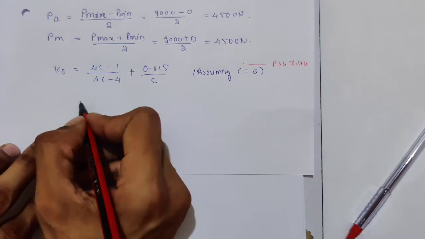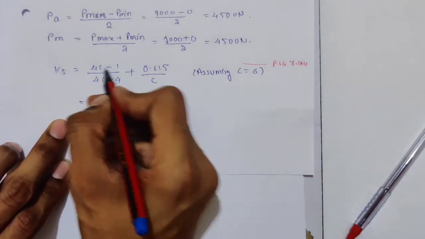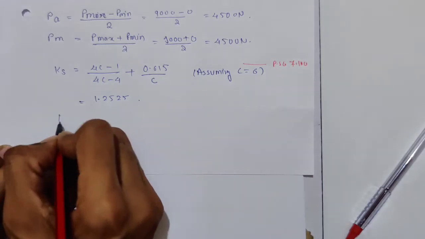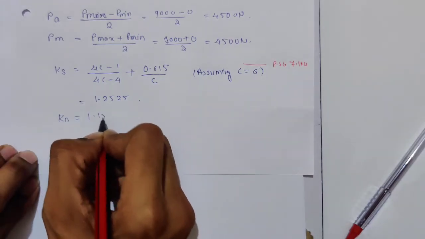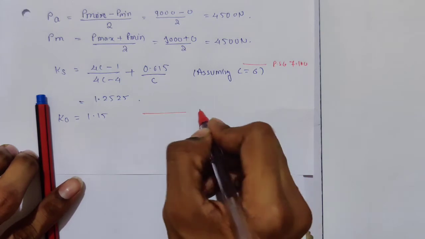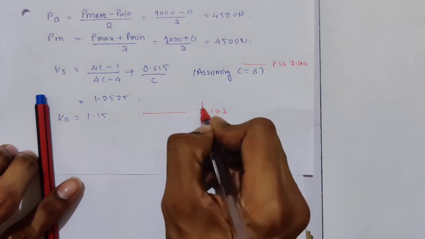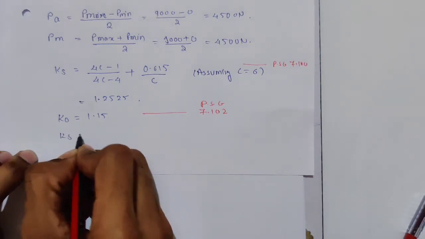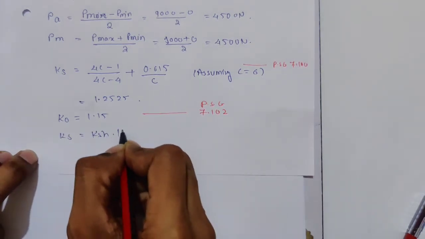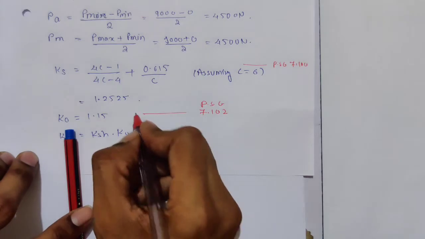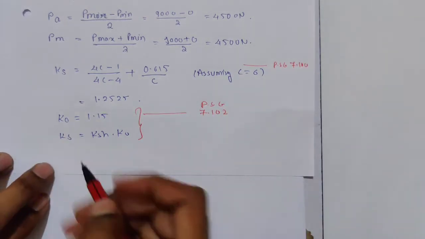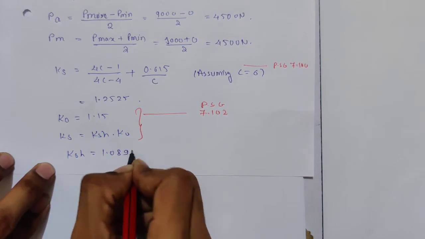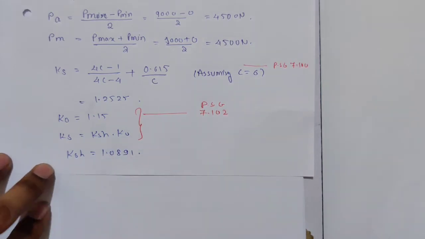Now after putting 6 we will get 1.2525. Then we select K0 as 1.15, again from PSG 7.02. Okay, so we know the relation Ksh is equal to Ks into K0. This is also given in PSG 7.102 itself. From here we will get Ksh as 1.0891, similar to the last problem.